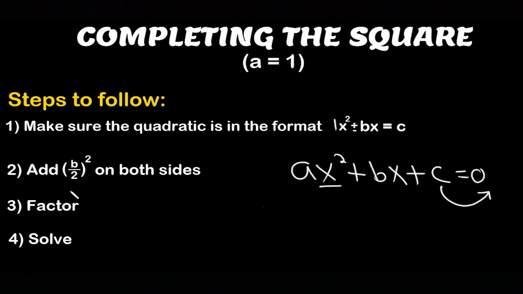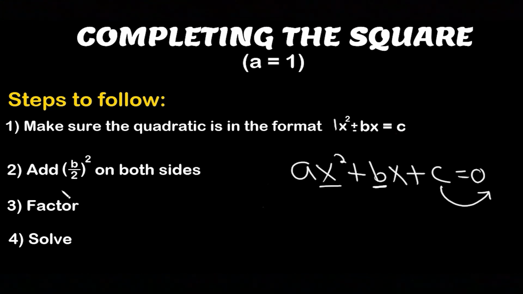Once you do that, you go to step 2. It says add b over 2 squared on both sides. Okay, so again, when we're talking about b, we're talking about this coefficient right here. Okay, whatever value that may be, we're going to do that value over 2 and we're going to square it, and then we're going to add that on both sides. Okay, step 3, factor, and then step 4, solve. Okay, so again, these steps are going to make a lot more sense as we go through the problems and you start getting exposure to what you actually have to do here.